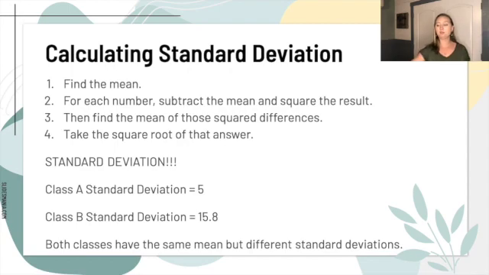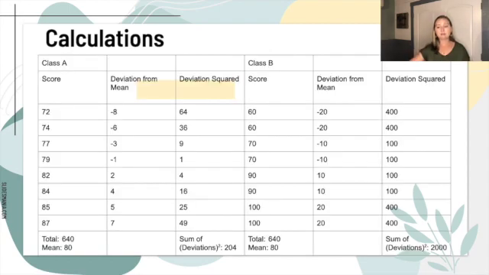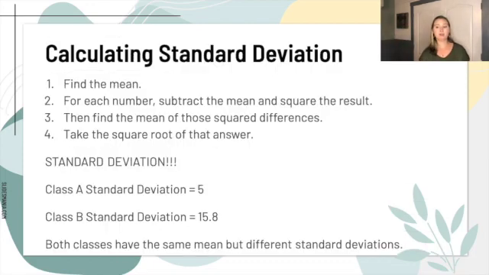Okay, if you look back at this chart, for Class A and Class B, the means are the same, okay? The means are both 80, so the average test score is 80. However, if you're looking at Class A, the deviation from the mean is much smaller, whereas if you're looking at Class B, it's much larger. So, the standard deviation for Class A ends up being 5, so that's not a huge standard deviation. And for Class B, that ends up being 15.8. So they have the same mean, but different standard deviations. Class A has a standard deviation with low variability. Class B has a standard deviation with high variability.